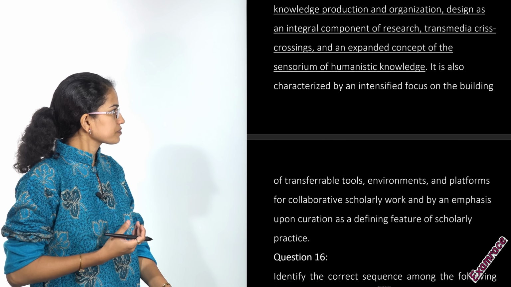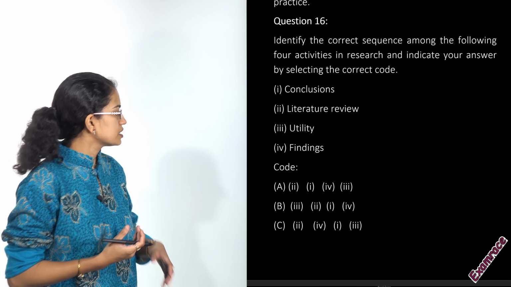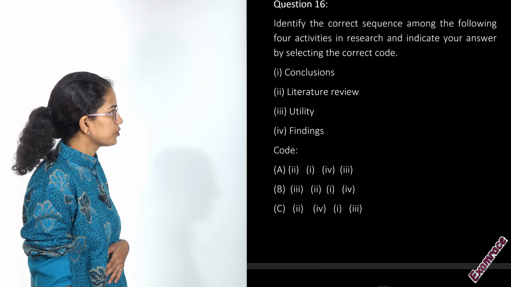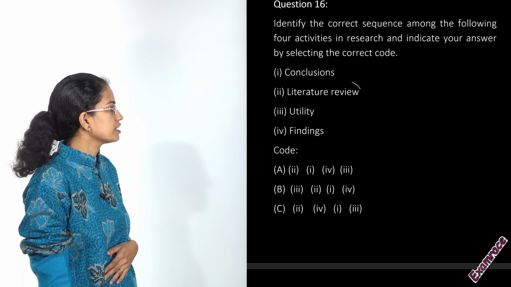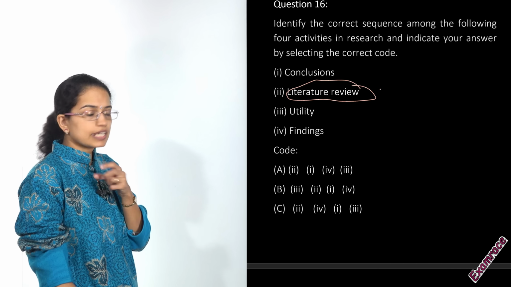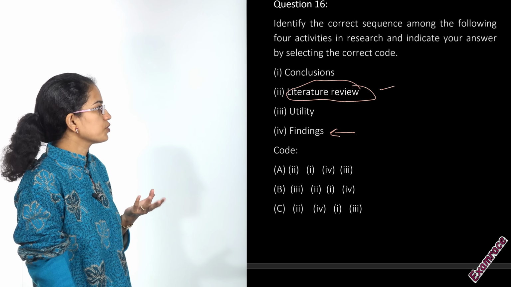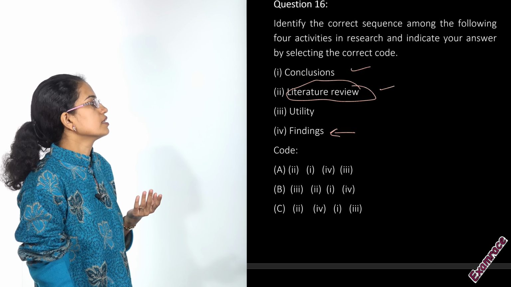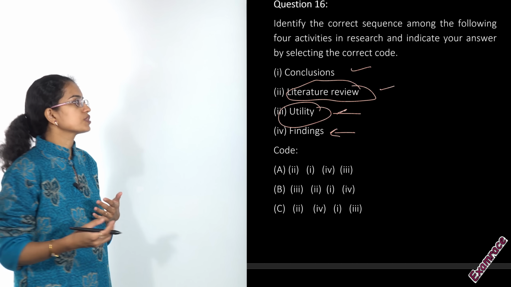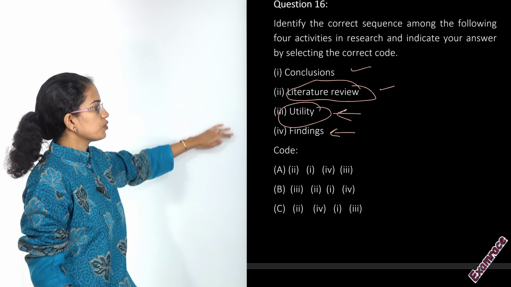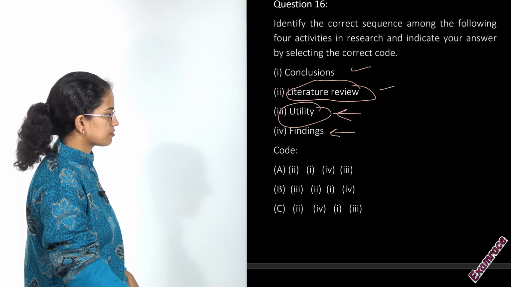The next is the correct sequence for research. First of all, you would review the literature. Once you have done the review of literature, you would do the research. There would be findings. Based on those findings, you would conclude something. And once you have concluded, you would use it. So once you have the research ready, it's ready for either utility or use. So that's the correct order: literature review, findings, conclusion and utility. A very important question from this section.